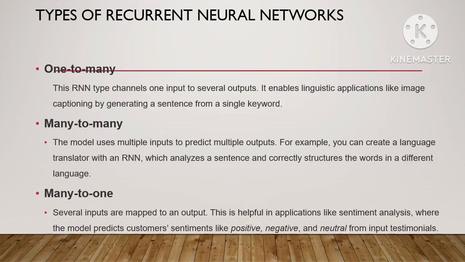There are several types of recurrent neural networks. The first type is one to many. This type generates several outputs from one input. So you have one input and you want several outputs. One to many enables linguistic applications like image captioning by generating a sentence from a single keyword.